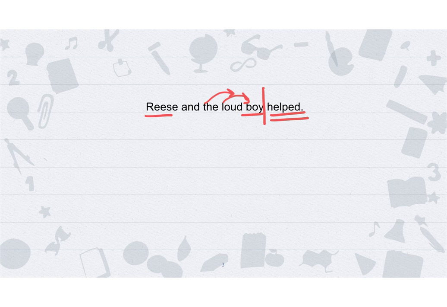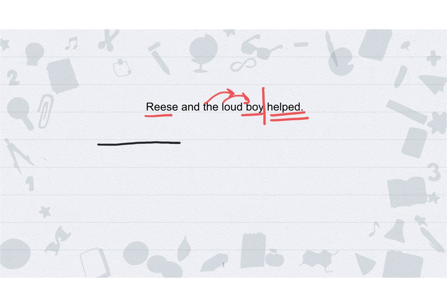So now I need to decide if I'm going to use sentence frame 1, sentence frame 2, or sentence frame 3. Remember, sentence frame 1 is for one subject, one predicate. Sentence frame 2 is for a compound subject with one predicate. And then sentence frame 3 is one subject with a compound predicate. So in this instance, I need to use sentence frame 2 because I have two subjects. So I'm going to draw my frame.